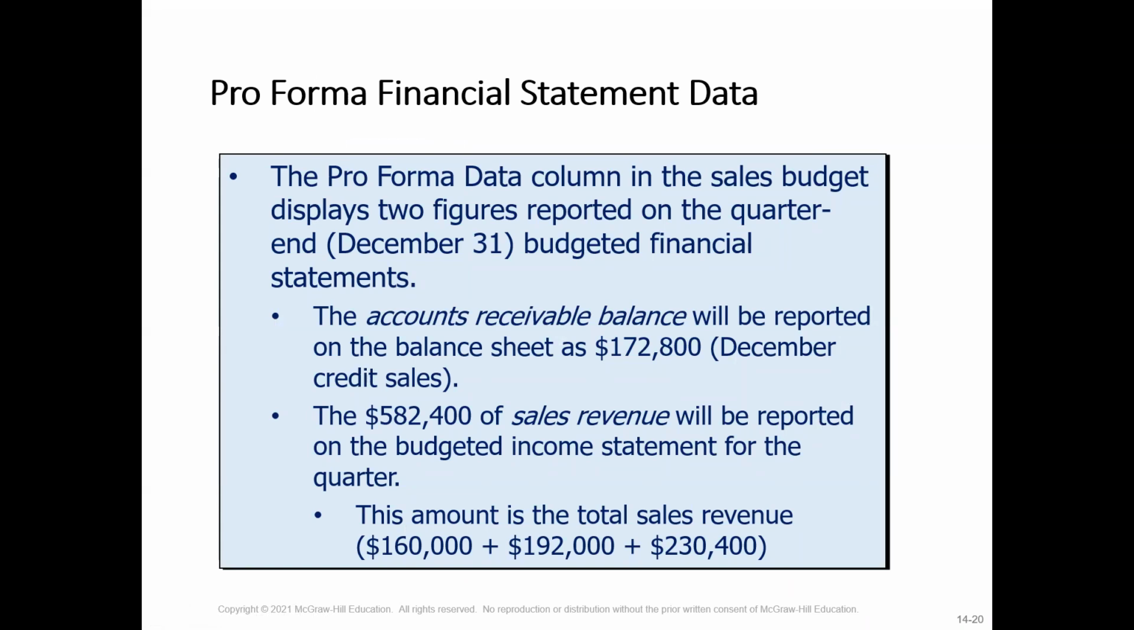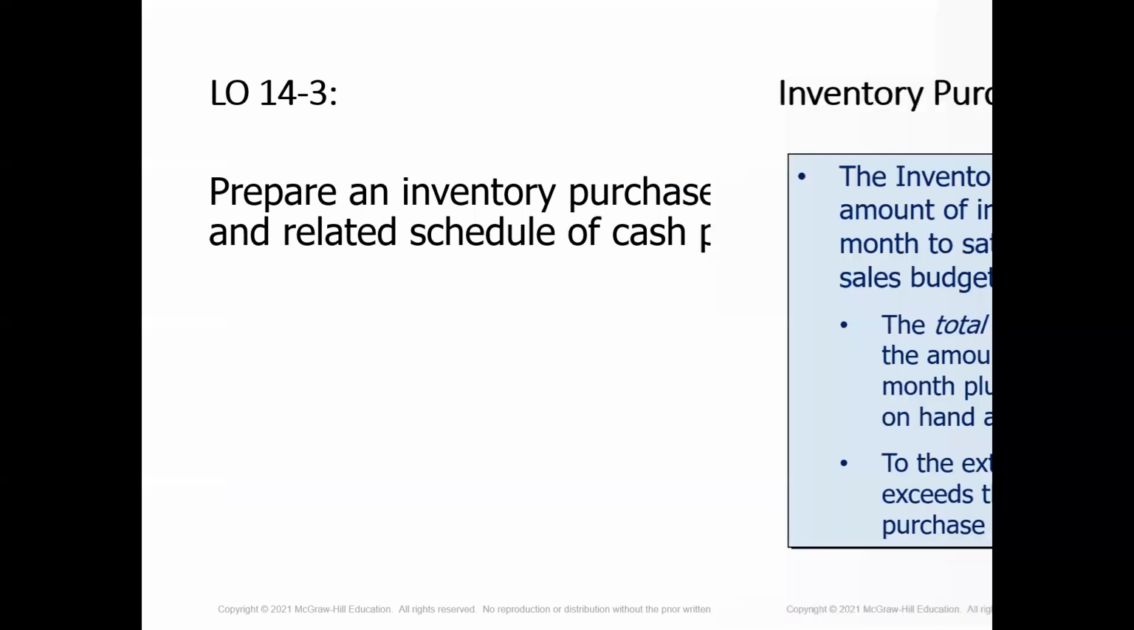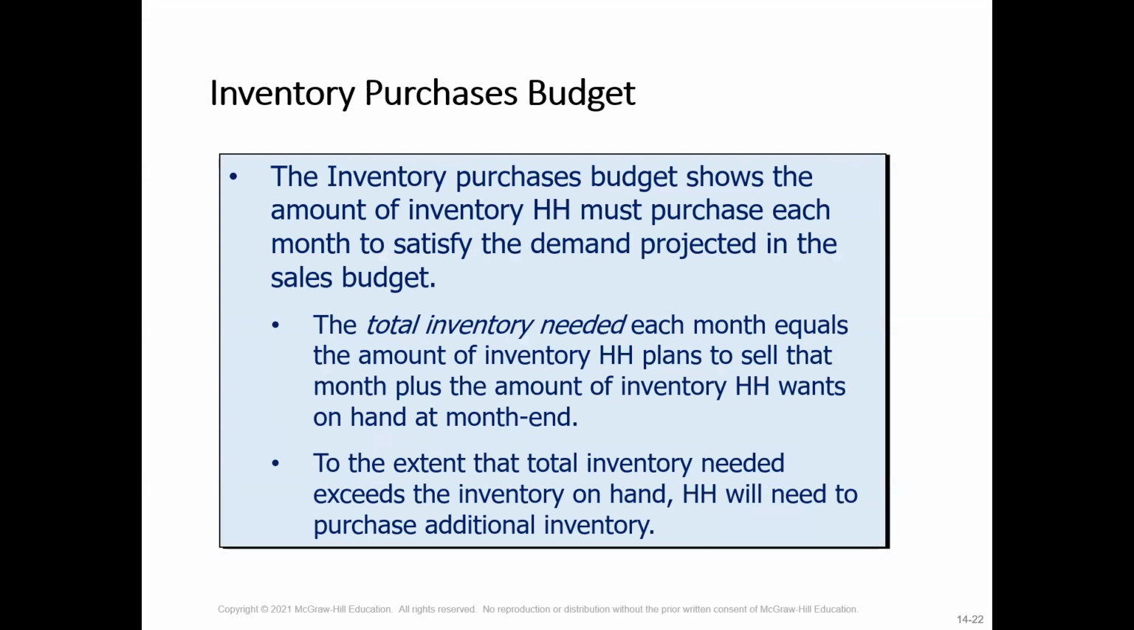And we are preparing a budget for 1 quarter of data. Okay, so with sales budget in place, we can turn to inventory purchases budget and the related schedule of cash payments. There's schedules of cash payments for inventory and there's schedules of cash payments for selling and administrative expenses. Those are dealt with separately. So this starts us at the bottom of 513 in the text.